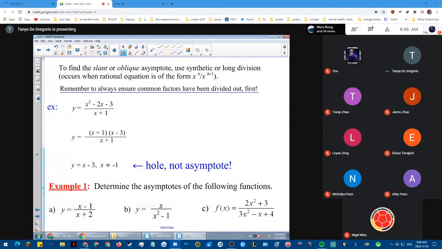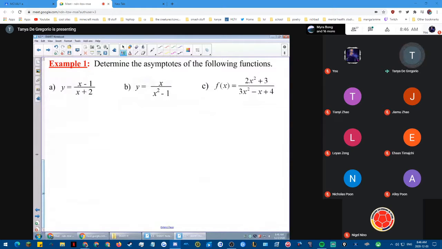Example 1. Determine the asymptotes of the following functions. Okay, first one. Where's the vertical asymptote? Very easy to see. Look at the denominator. What's the vertical asymptote? Negative 2. Excellent. We have a vertical asymptote at x equals negative 2.